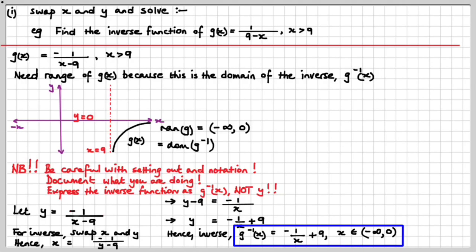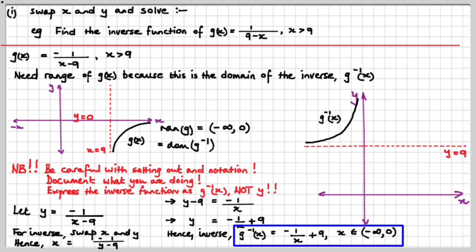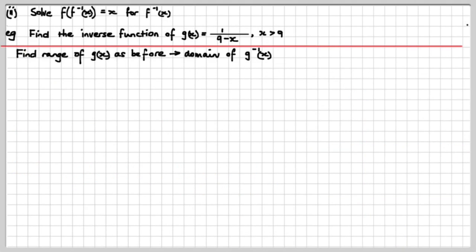But please be careful and please put this line in here: for the inverse, swap x and y, or just for the inverse, x equals this, or something so that they know what you're doing. Not just y equals minus 1 over x minus 9, and then x equals minus 1 over y minus 9 without even saying what you're doing, because that's just mathematical craziness. Okay, there's the graph of the inverse in all its glory for you. We weren't asked to do that, but I just thought I'd throw it in for good measure.